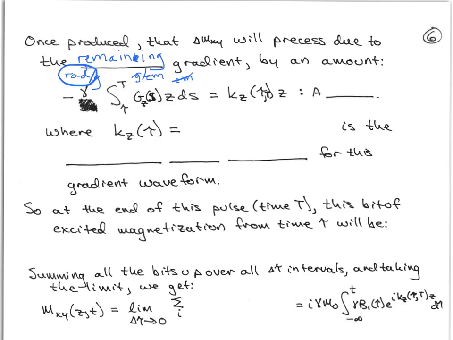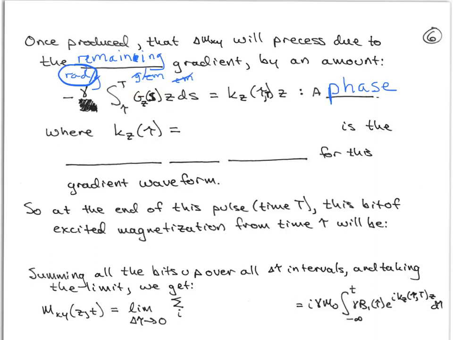So this we'll define as what we'll call kz of tau comma T, times z. And this total guy is a phase, right? It has units of radians. It's an angle through which the magnetization will rotate at position z due to the gradient gz of s, from the time that it is excited until the end of the pulse. Okay?